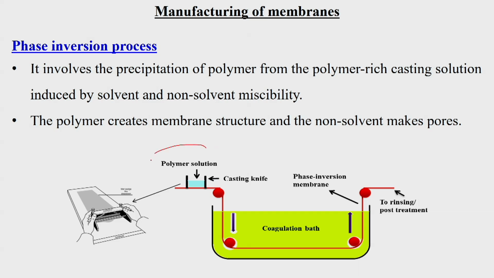Suppose we have a polymer solution dissolved in an organic solvent. Once it is mixed properly for a long period of time, it is placed on a glass plate, and using a digital film applicator or casting knife, we make a film from this polymeric solution. Then inside this film, the polymer as well as the organic solvent is there.